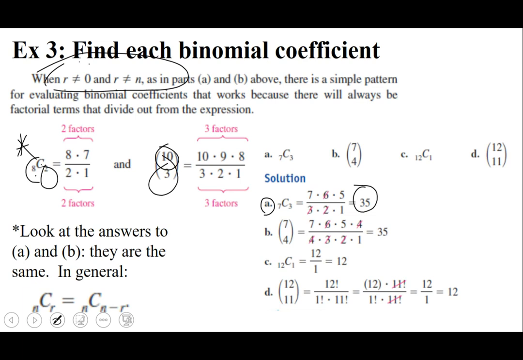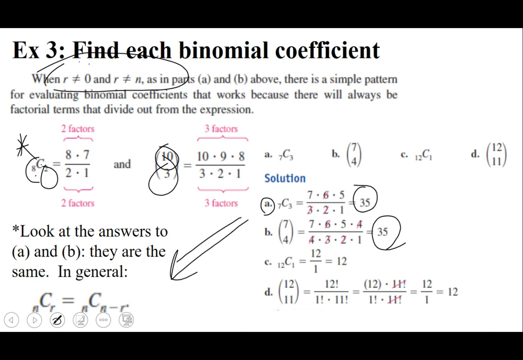Then you have 7 and 4. So if you do 7 minus 4, you get 3 factorial. If you cancel 3 factorial away from 7 factorial, you're left with 7, 6, 5, 4. You're left with 4 factorial on the bottom. And if you go ahead and reduce, you're left with your answer.